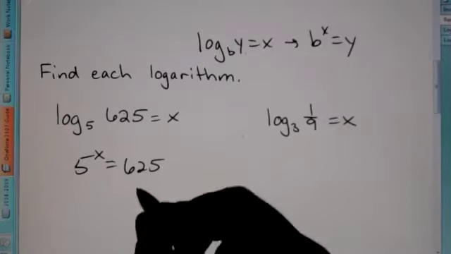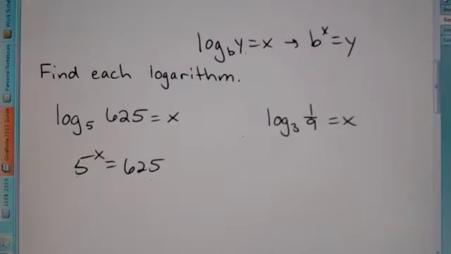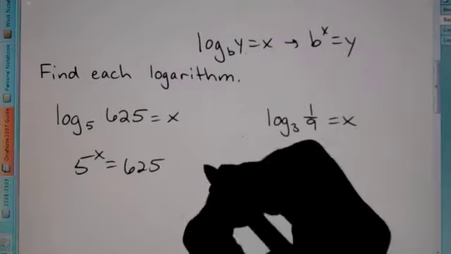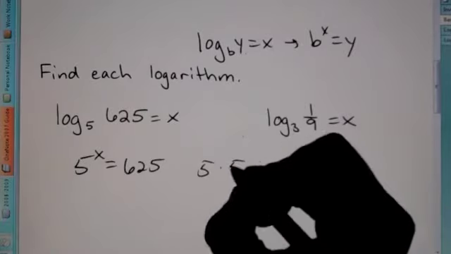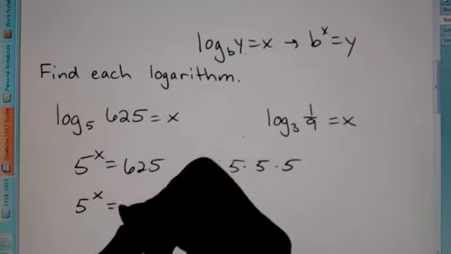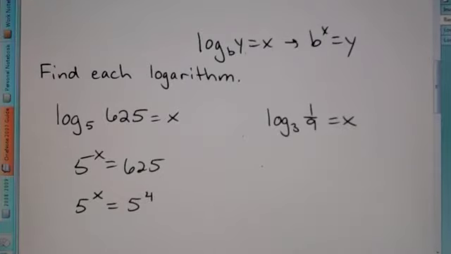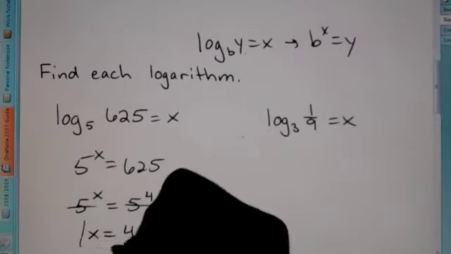In a problem like this, we want to figure out how we can rewrite 625 in terms of 5 as our base. If you think about it, 5 times 5 is 25, times 5 is 125, times 5 is 625. So I can rewrite this: 5 to the x is equal to 5 to the fourth. Again, 625 is 5 to the fourth. Whenever you have the same exact base, we can just eliminate those. So we have x is equal to 4. Why did I say 2 to the 4? x is equal to 4. So this would be our logarithm.